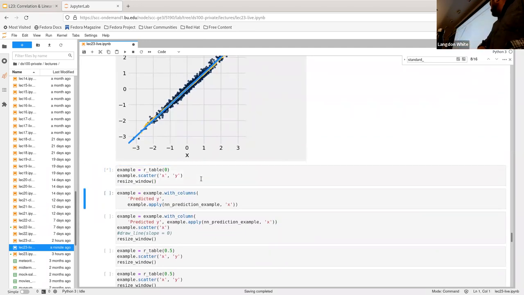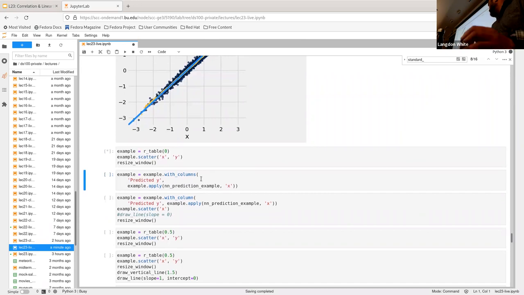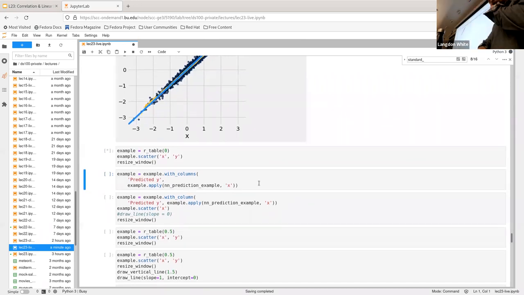Let's see what this does. My God, this is taking forever.